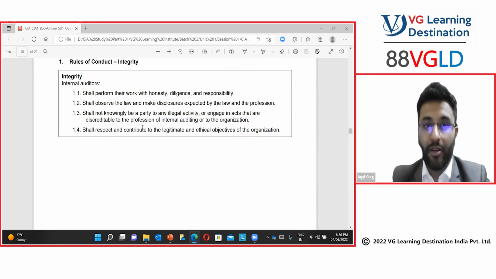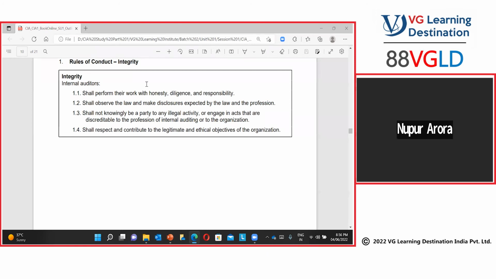Does that help, Nupur? So that means I need to be very clear in my reporting terms, and just to save myself in future. That is what I'm getting.